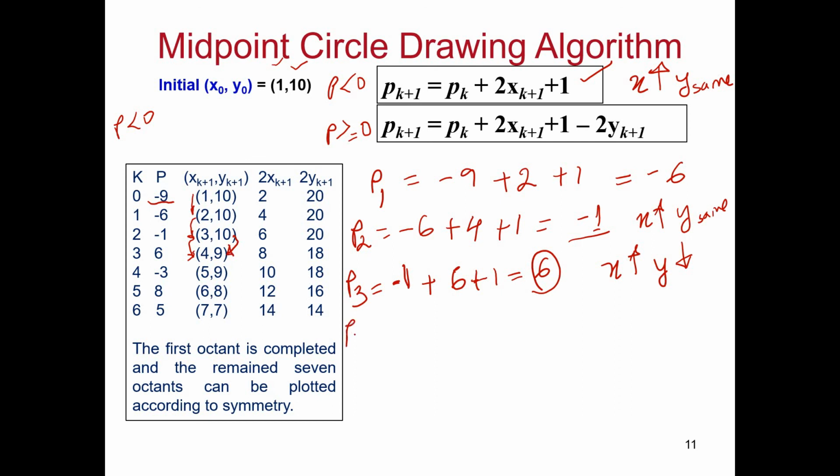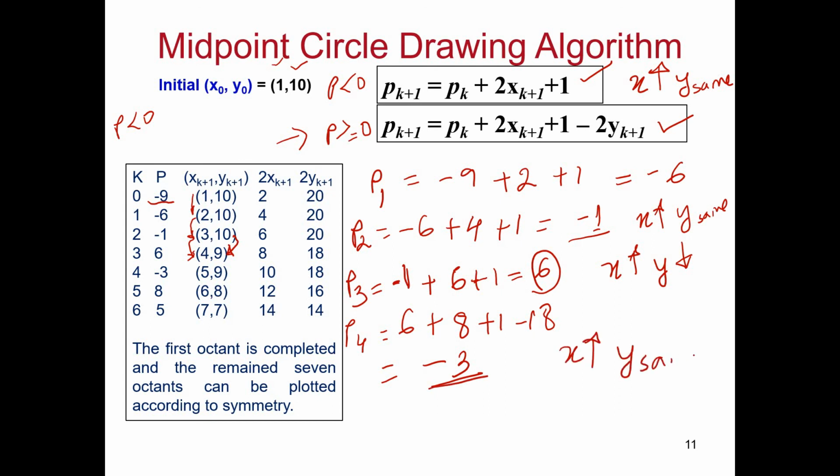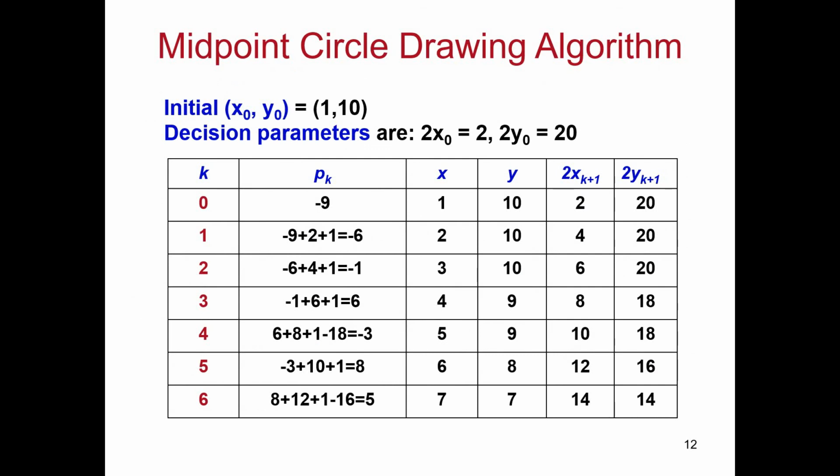Now let us see p4. When it is positive, we use the second formula, that is pk, which is 6, plus 2xk plus 1, which is 8 plus 1, minus 2yk plus 1, which is 18. Alright. So when we calculate this, we will get minus 3. Now it is again negative. X will be incremented by 1, y will remain the same. So 4 is incremented to 5, 9 remains the same. Now when we calculate all these things, this is the answer we will get.